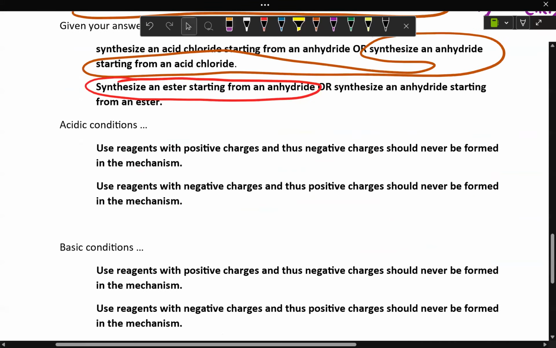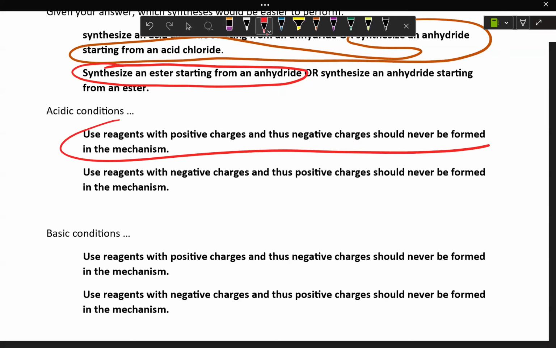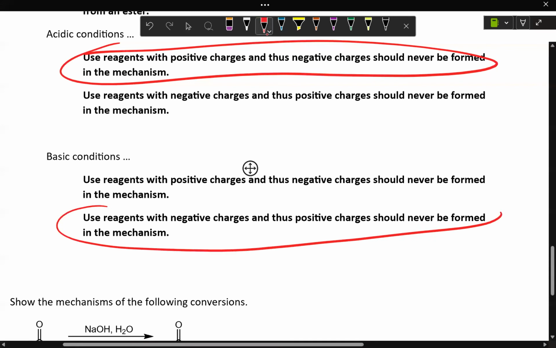Acidic conditions. If you remember, negative charges should never be made in acidic conditions. And whenever we use acidic conditions, think sulfuric acid and water, we create H3O plus. That's a positive charge. So it should be the first one. And then basic conditions, acids and bases are opposite. So if in acidic conditions you use positive charges, in basic conditions you're going to use negative charges. And positive charges should never be formed.